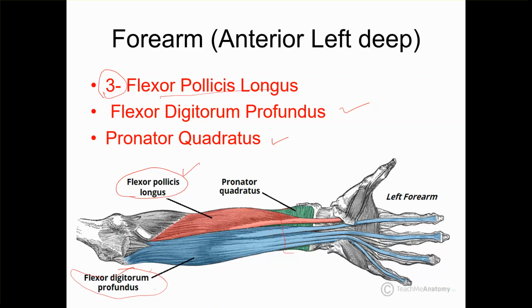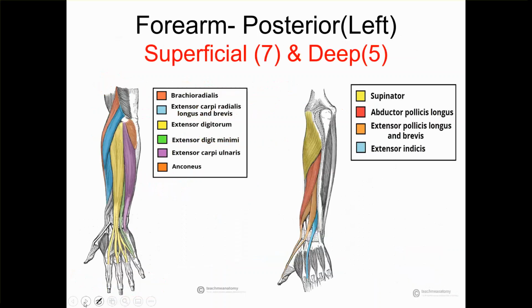Now coming to the posterior compartment of the forearm, you have 7 superficial muscles and 5 deep muscles. So what are the 7 superficial muscles? You have to start from brachioradialis. The first muscle, this is the brachioradialis.